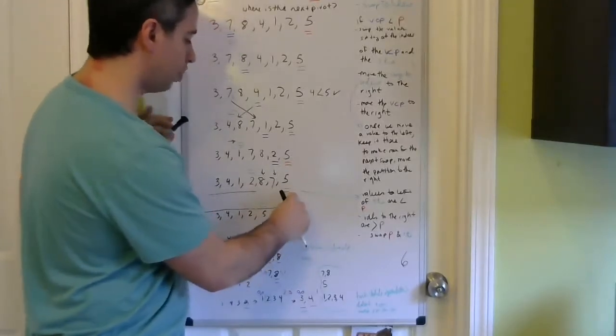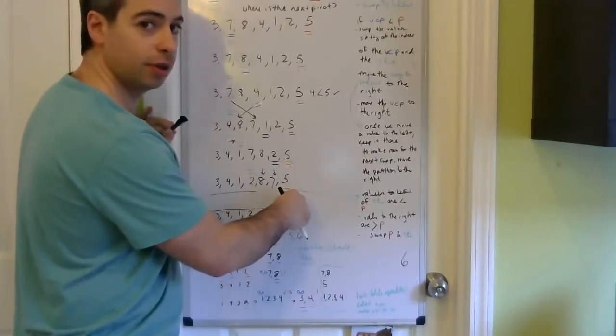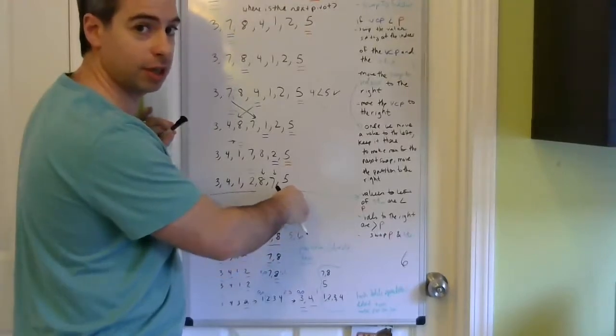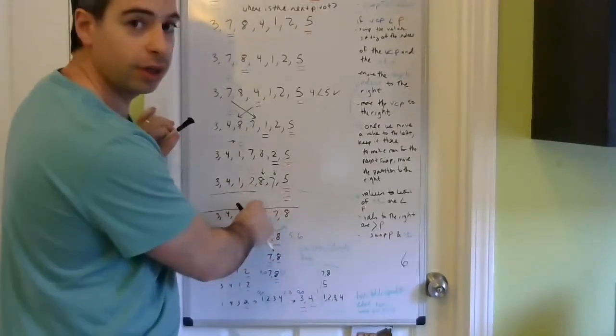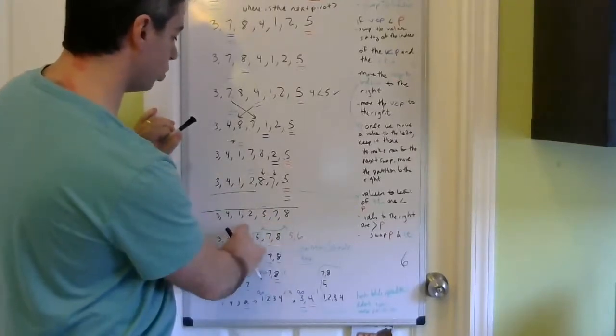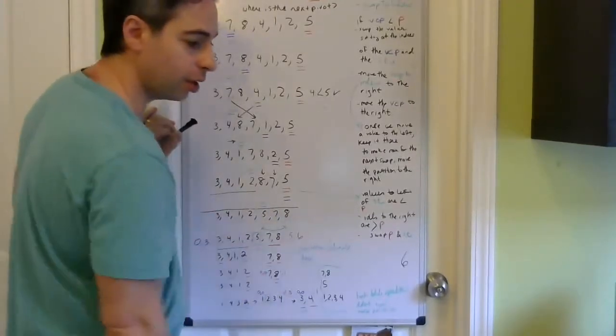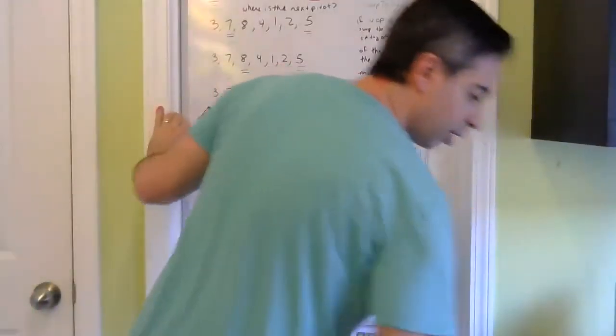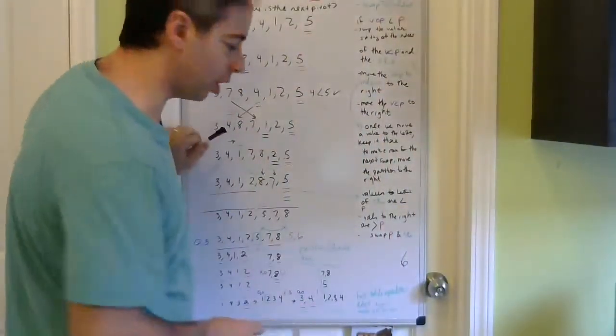excuse me, swap your pivot, or the value being compared to the pivot, because it's at the same point as the swap to index. So now 5 is here, 8 is here. Look at that, 3, 4, 1, 2 less than, 7 and 8 greater than. All right, I got about 2 minutes left before I lose everyone's attention.